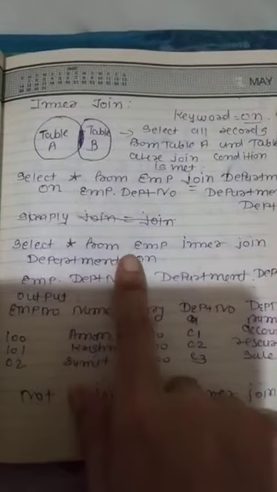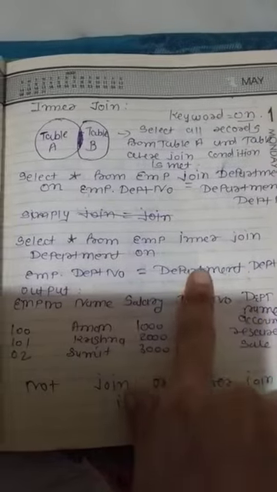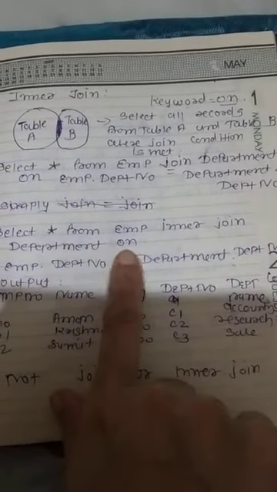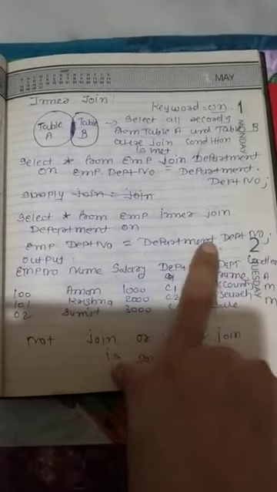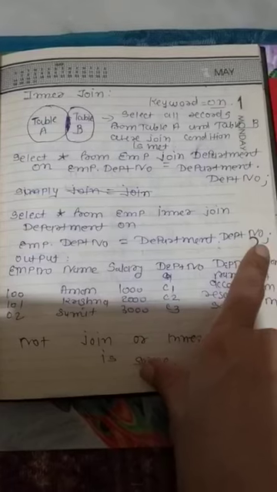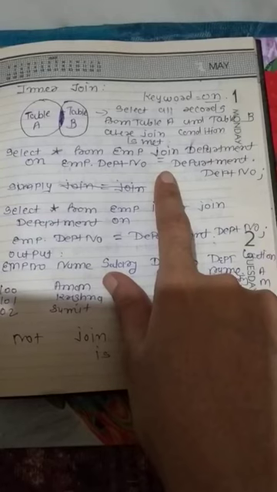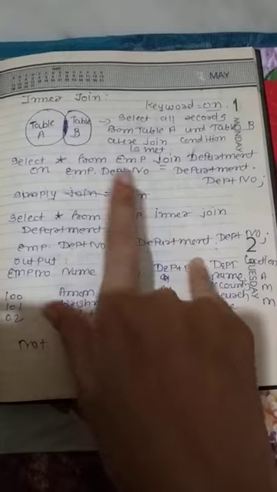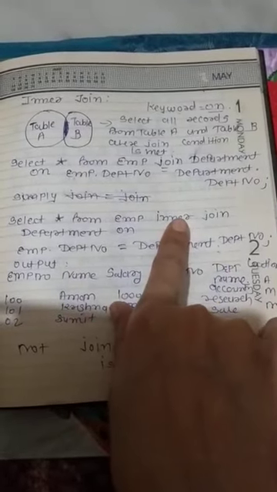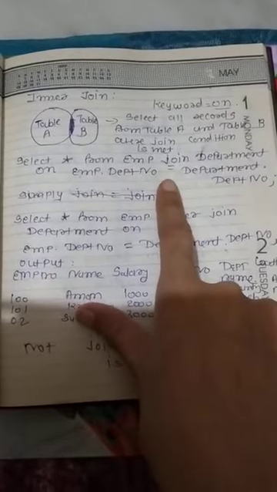We have these two tables. So inner join: select star from employee inner join department on employee dot department number is equal to department dot department number. Okay, we are using the same query with the inner word or without the inner word. The formula is the same, there is no change. We can use the inner word or we can not use it. So the thing is similar. Without inner, it is also simply known as an inner join.